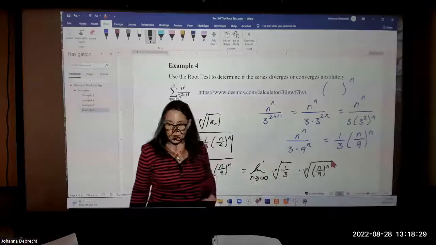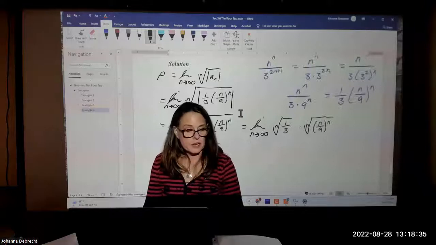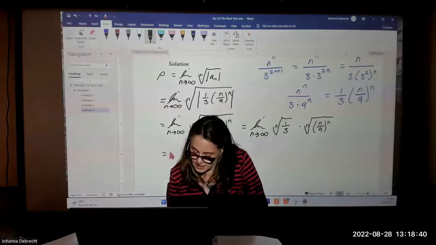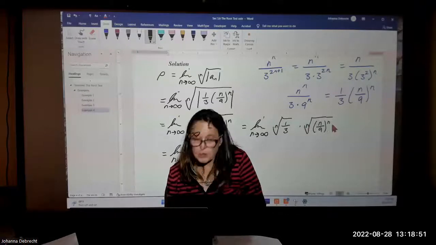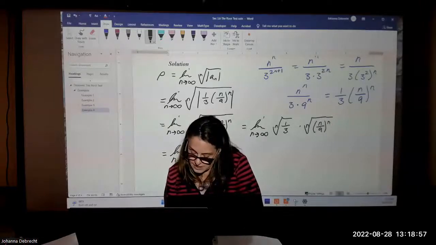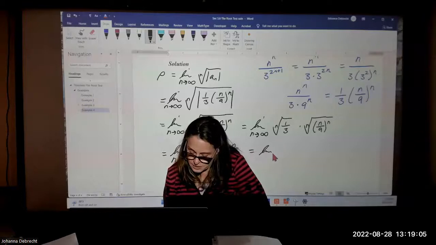1/3 to the nth power is 1/3 raised to the nth power. And we know that 1 to the nth power, of course, would end up being 1. So we're going to rewrite this in a different form. We have the limit as n goes to infinity of 1/3 to the n. And then we take the nth root of the 9 over n to the nth power, which gives us 9 over n, right?